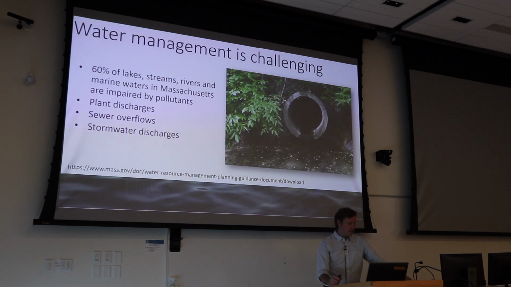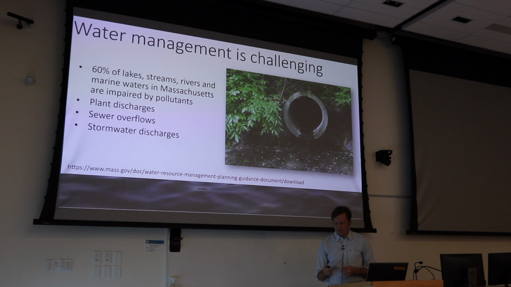This was from the state of Massachusetts, which found that 60% of lakes, streams, rivers, and marine waters in Massachusetts are impaired by pollutants. This comes from stormwater runoff from cities, agricultural runoff, sewer and combined sewer overflows. So water management is challenging regardless of whether you're looking at water supply or water pollution.